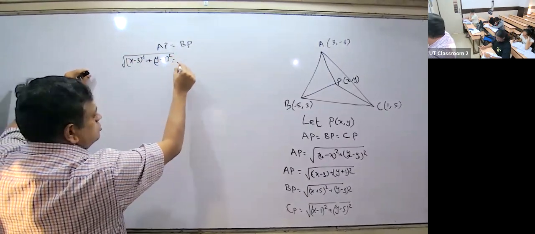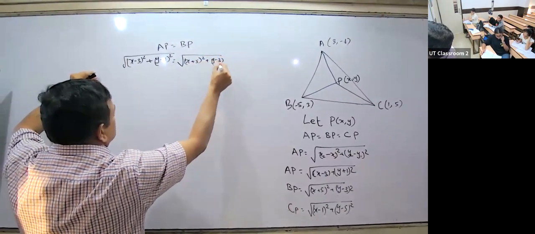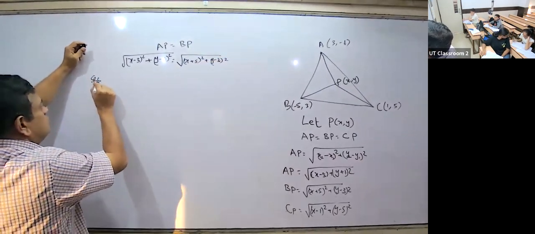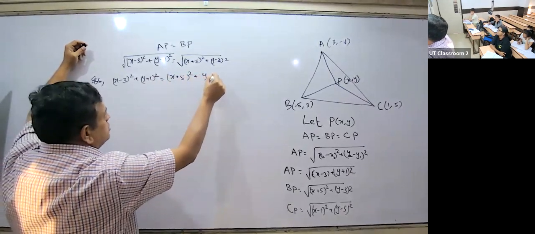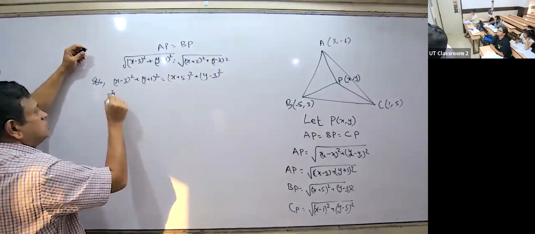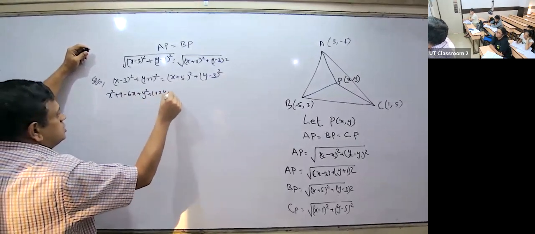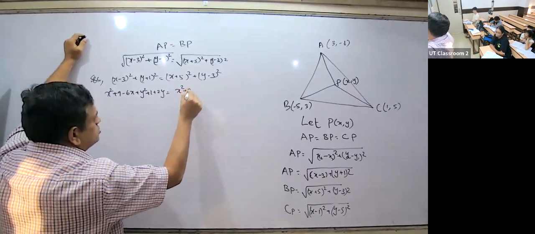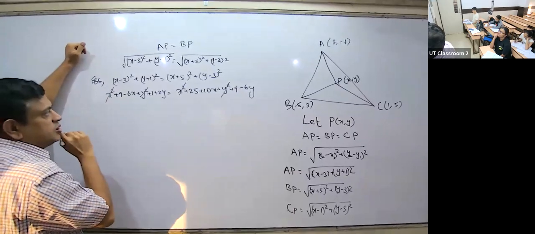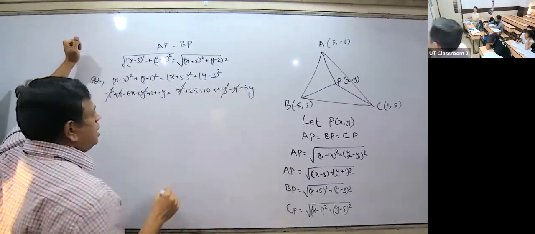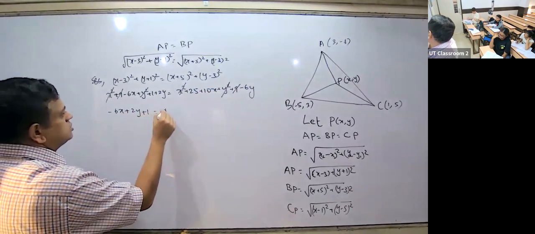Root of (x minus 3) whole square plus (y plus 1) whole square is equal to root of (x plus 5) whole square plus (y minus 3) whole square. Squaring both sides, that is x square plus 9 minus 6x plus y square plus 1 plus 2y, equal to x square plus 25 plus 10x plus y square plus 9 minus 6y. You can see x square and y square both cancelled, and the 9 also cancelled. What is left: minus 6x plus 2y plus 1 is equal to 10x minus 6y plus 25.